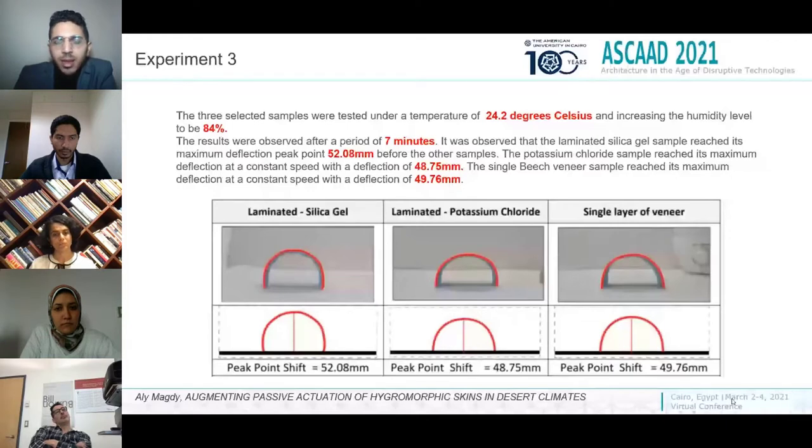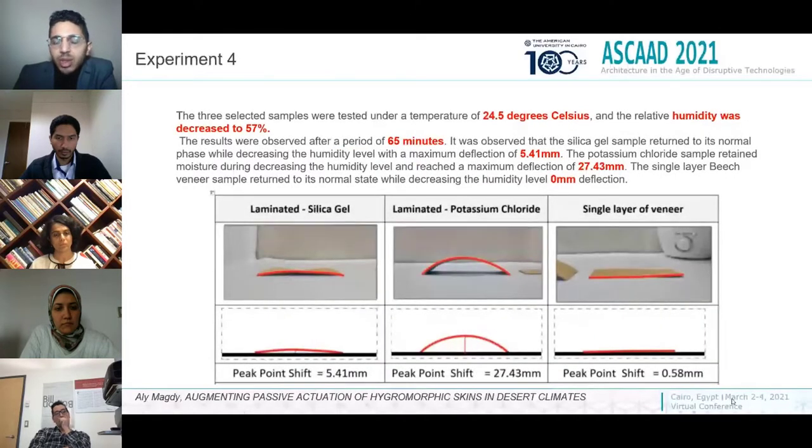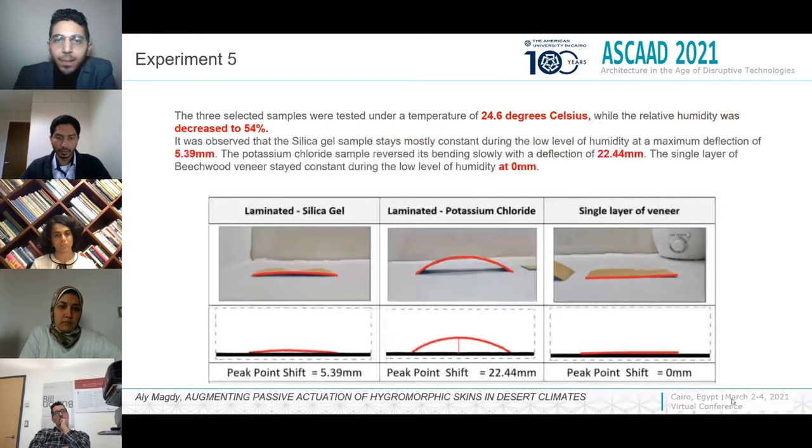After 65 minutes, and after decreasing the humidity to 57% and temperature to 24.5, it was observed that the silica gel sample, the laminated sample, returned to its normal phase while the humidity decreased. But the potassium chloride sample retained the moisture during the decreasing humidity and reached its maximum deflection, more than the single layer peach veneer and also more than the silica gel sample.